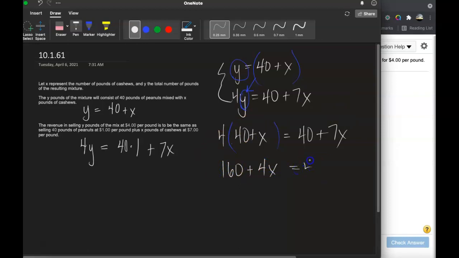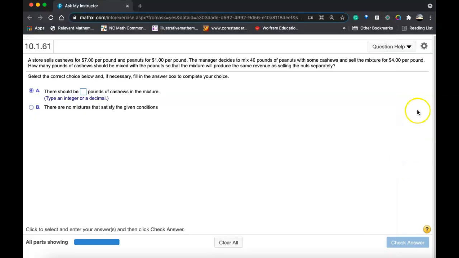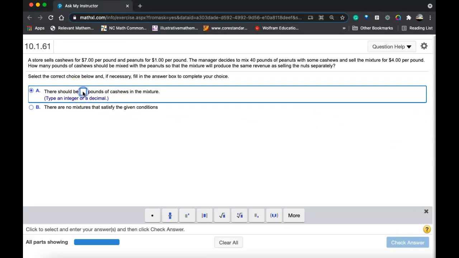So I can choose to distribute and gather my variables together. So we can say subtracting 4X and subtracting 40 from each side, and then dividing both sides by 3. We get X, which again is the number of pounds of cashews, is 40. When we come back to the problem, we were asked to find X, the number of pounds of cashews.